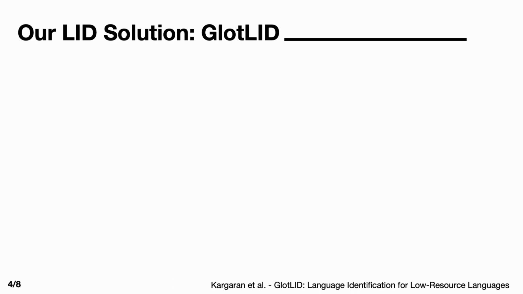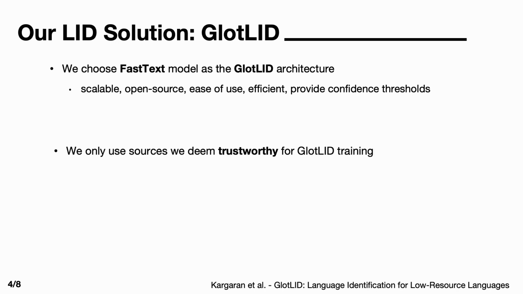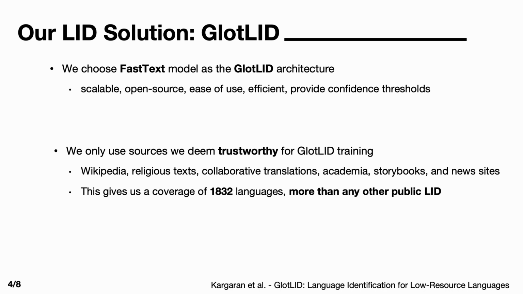Our solution to a high quality LID is GlotLID. We chose the FastText model as the GlotLID architecture because of its scalability, open source nature, ease of use, efficiency, and ability to provide confidence thresholds. For training GlotLID, we only use sources that we deem trustworthy, for example, Wikipedia, religious texts, human translations, and news websites. This gives us a coverage of 1832 languages, more than any other public LID.